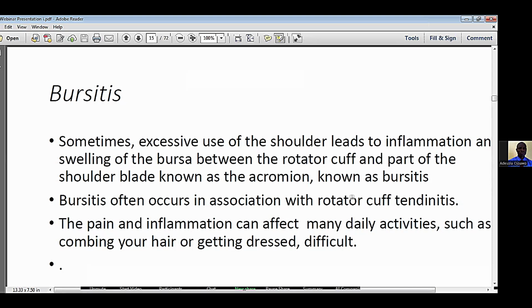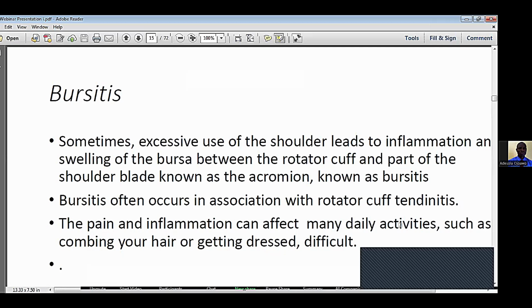It doesn't say that once somebody is having tendinitis, it will happen, but inflammation can affect many daily activities, which we know. Patient will not be able to move the hand or the shoulder as supposed to. Common activities patient will not be able to do: pumping the air, getting the dress off, getting the dress on, tying the wrapper on your head, brushing your teeth will be difficult because that involves the movement of the shoulder.